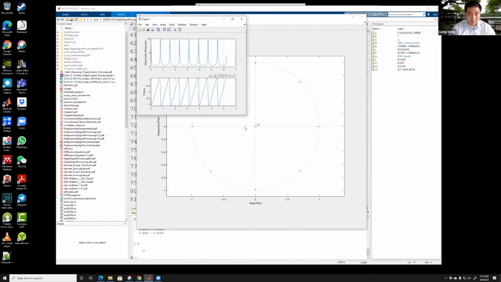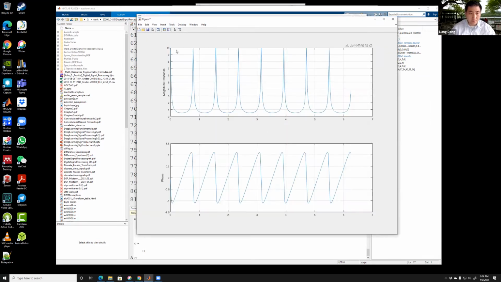So here, in the frequency response, I got those 8 peaks on the frequencies that I want to emphasize: 0, pi over 4, pi over 2, and so on, 8 of those.